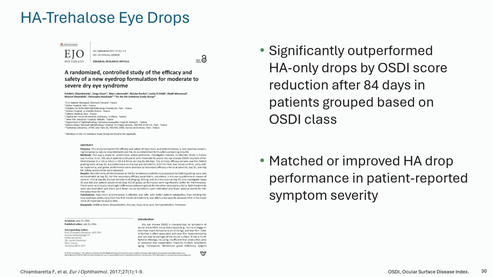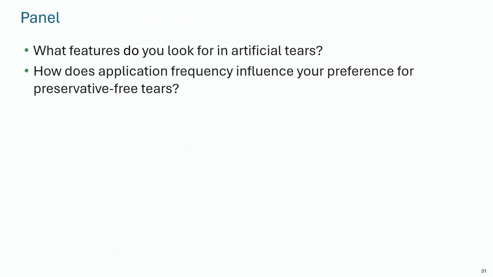Other things we know about this: the trehalose-containing hyaluronic acid drops significantly outperformed HA drops alone in the OSDI score, which is a symptom score, after 84 days in patient groups based on OSDI class. And it matched or improved the HA drop performance in patient reported symptom severity. So we're seeing it as a nice enhancer to the hyaluronic acid alone in an artificial tear.